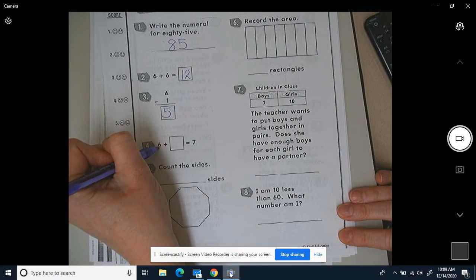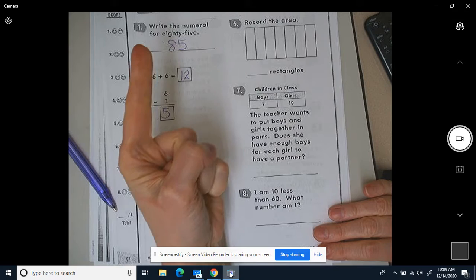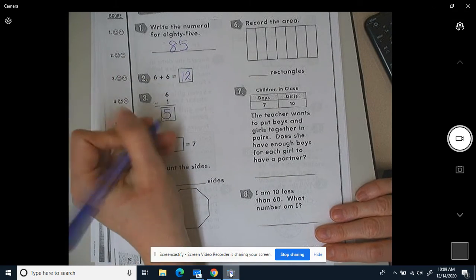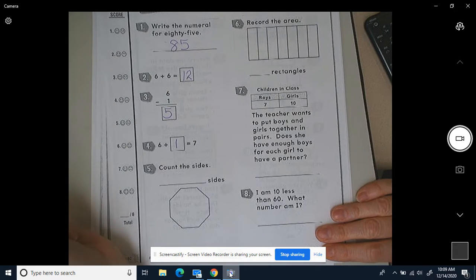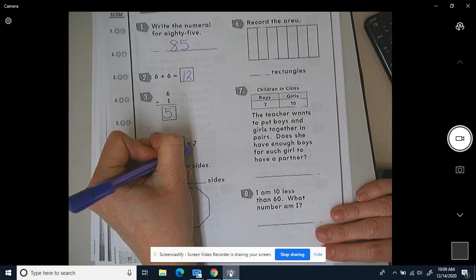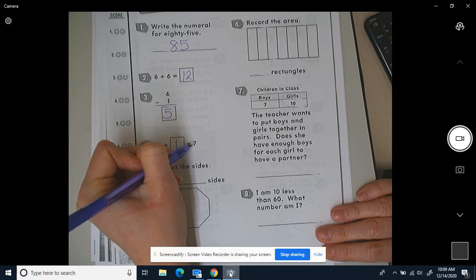Number four, 6 plus what equals 7? Well, I'm going to put 6 in my fist and count on till I get to 7. 6, 7. How much did it take? It took 1, didn't it? Let's see if that makes sense. Would 6 plus 1 equal 7? Yes, we did that correctly. If I had added those, I would have gotten 13. And I wouldn't say 6 plus 13 equals 7.